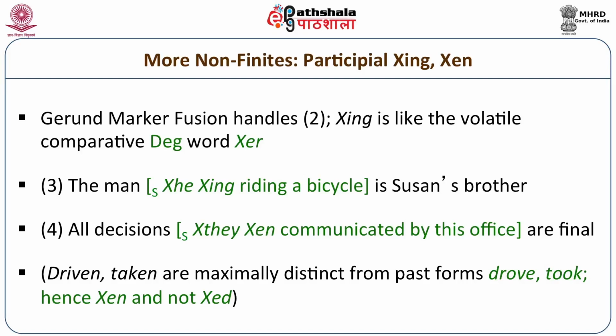Why do we write x-n instead of x-ed when communicated ends in ed? We are following here a convention of generative syntax. The convention comes from words like taken and given, which are participles and which are maximally different from the way the past tense looks. So it is easier to use x-ed for the past tense and x-en for the participle in order to keep them different in English.